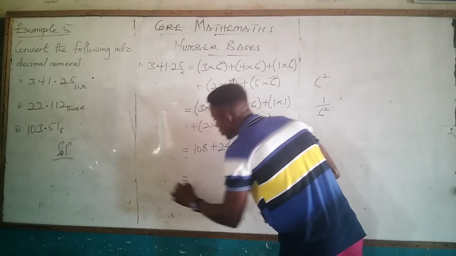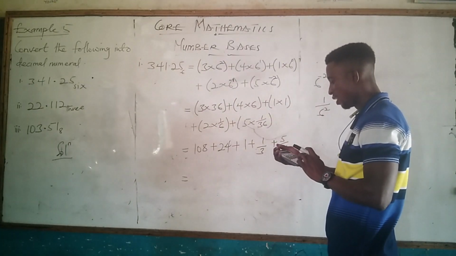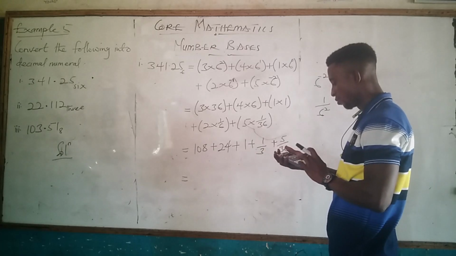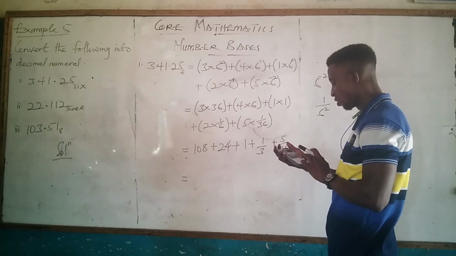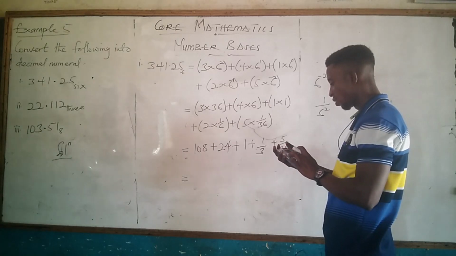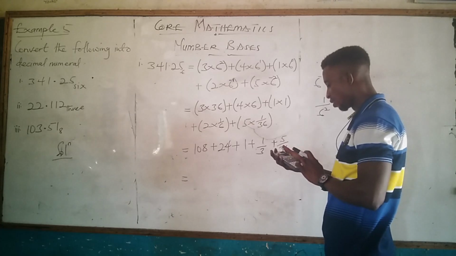Then after that, you put everything together. So 108 plus 24 plus 1 plus 1/3 plus 5 on 36.